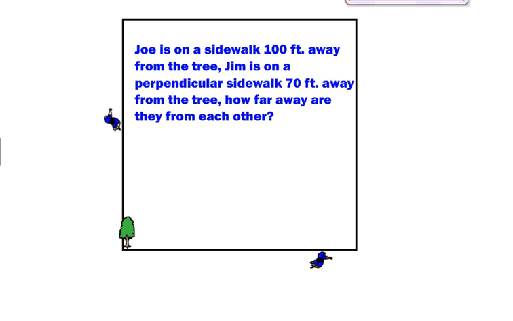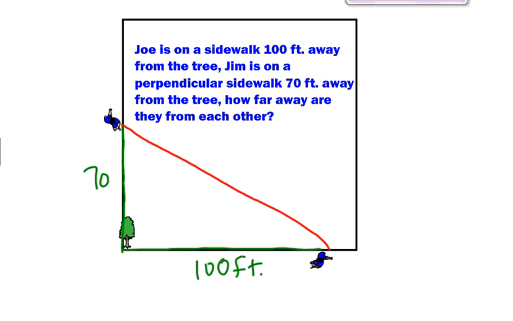And here's one that I will ask you to solve completely on your own. It says Joe is on a sidewalk 100 feet away from a tree. Jim is on a perpendicular sidewalk that's 70 feet away. So we're talking about this distance here is 70 feet. How far away are Jim and Joe from one another? I can tell you that this is going to be the right angle, so that should give you a clue about what you are solving for on your own tonight.